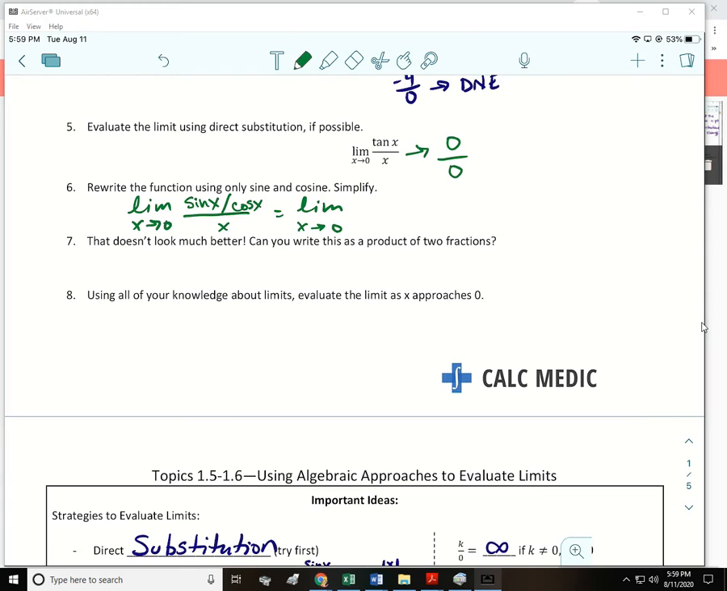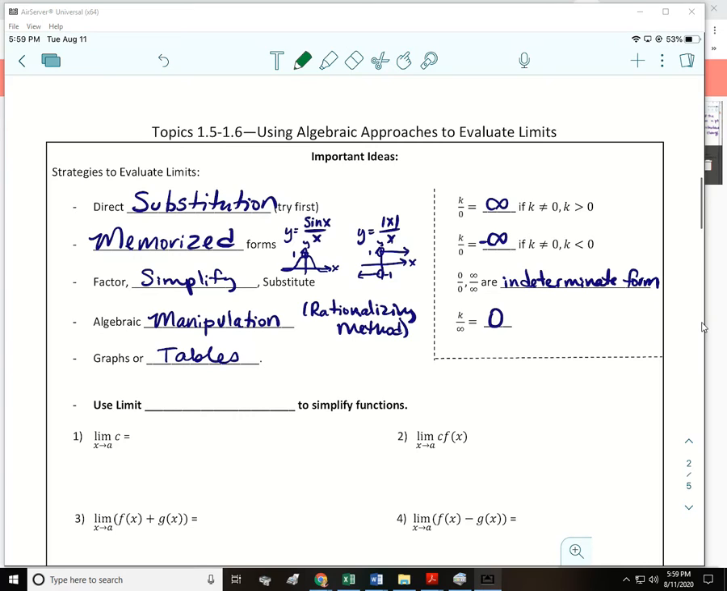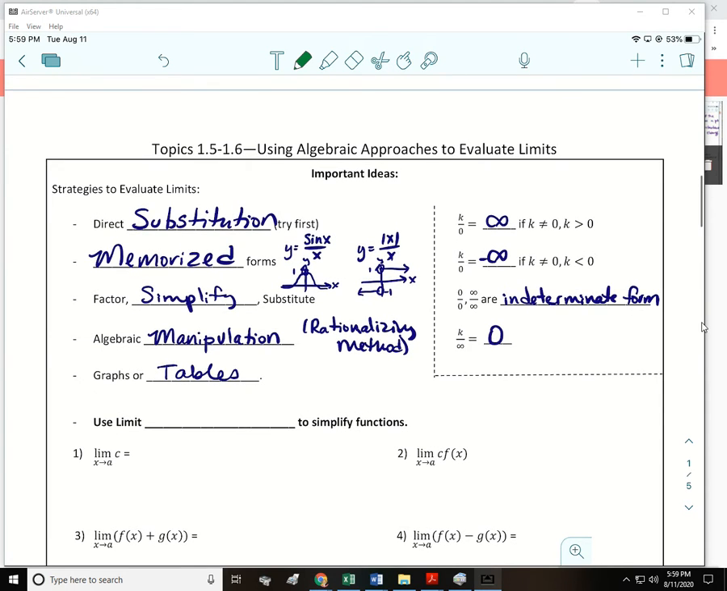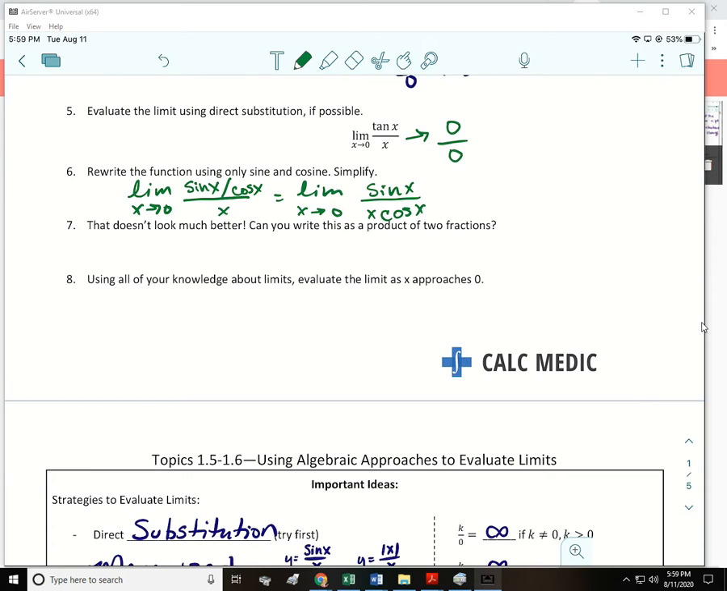We have a fraction inside of a fraction, so that's going to simplify down to sine of x over x cosine of x. All right, so that doesn't really look much better. So what we can do now, it tells you to do, is write it as a product of 2 fractions. Now, yesterday we talked about these memorized forms where we have this sine of x over x, and we can use it to find the limit as x approaches 0. So that's a special limit that we're going to use quite a bit.